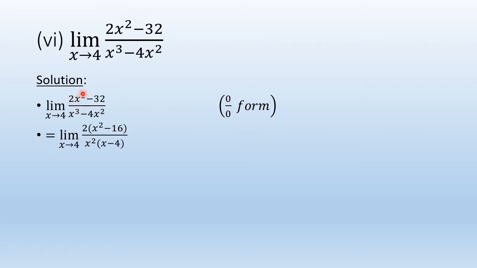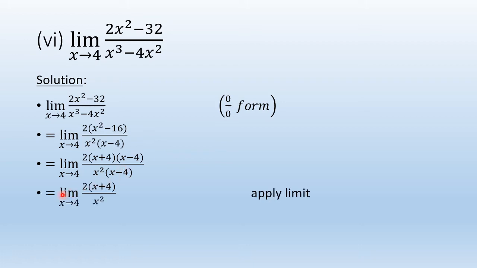We see that we can take 2 common from the numerator. When we take 2 common, we get x² − 16, and we can take x² common from the denominator, and we get x − 4 inside the bracket. Now x² − 16 can be written as (x + 4)(x − 4), and this x − 4 gets cancelled, and we are left with limit when x tends to 4, 2(x + 4) divided by x².